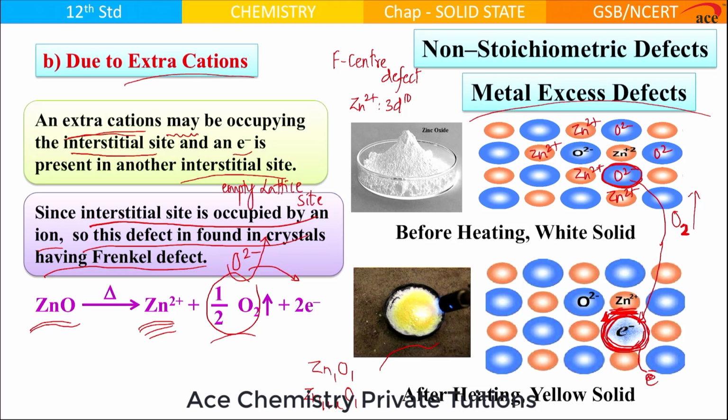You remember in Frenkel defect, the cation was getting slipped. So, here also the cation is getting slipped. So, Frenkel defect examples and metal excess defect examples with extra cations are of similar type. Example, zinc oxide.